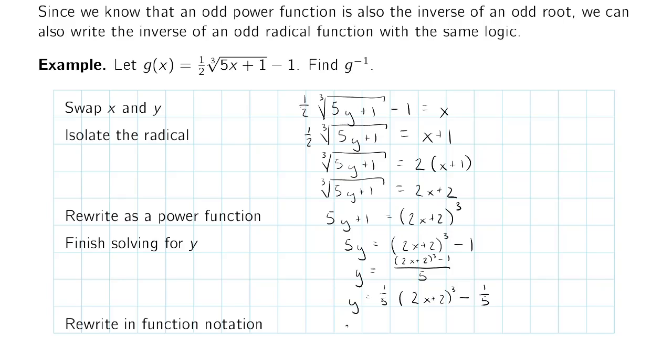So going back to function notation, g inverse of x is 1/5 times (2x plus 2) to the third minus a fifth. Okay, so with odd power functions and odd roots, we're dealing with one-to-one functions. We can just write down the inverse.